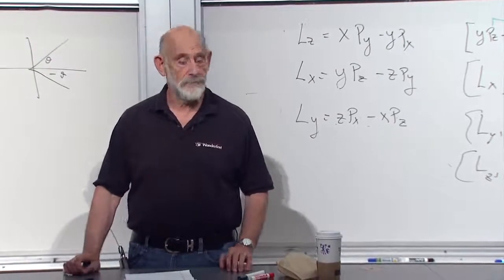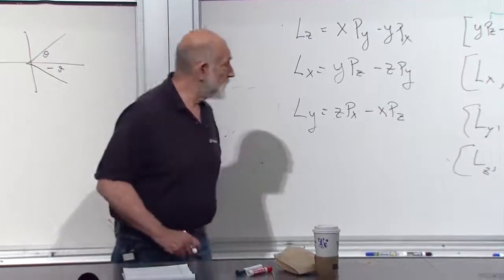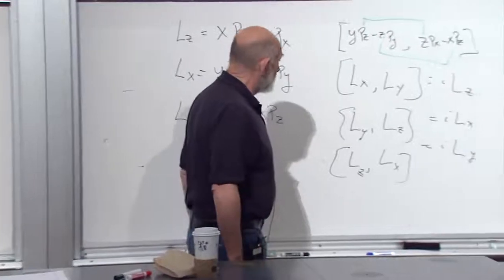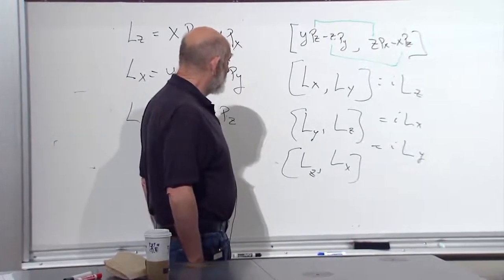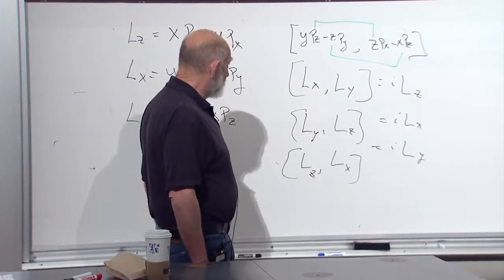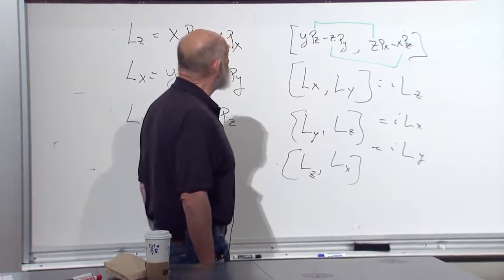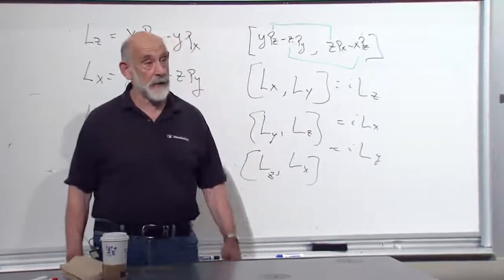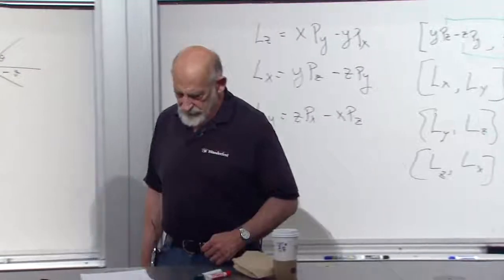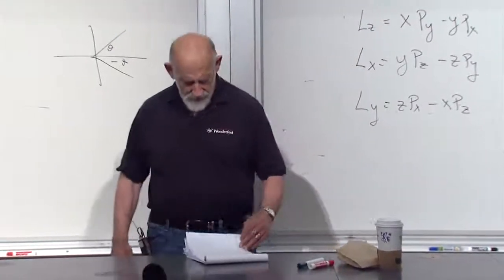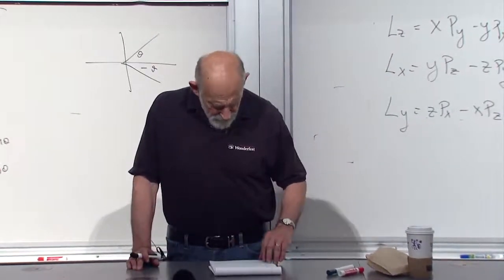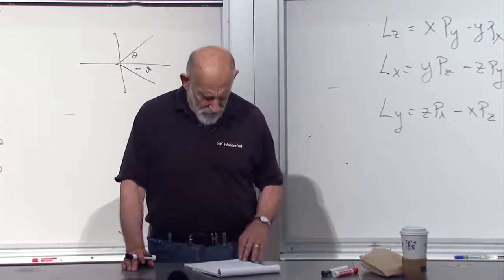Don't you have to prove that Lz is not a linear combination of Lx and Ly? Well, I suppose we do. But yeah, I think we can prove that. Let's see, what can we do?